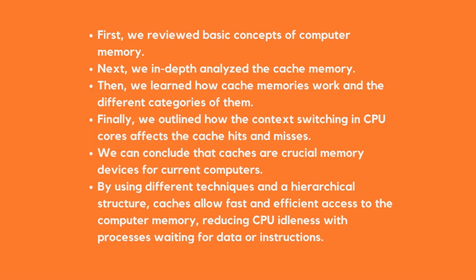In the following video, we studied cache memories. First, we reviewed basic concepts of computer memory. Next, we analyzed the cache memory in depth. Then we learned how cache memories work and the different categories of them. Finally, we outlined how context switching in CPU cores affects the cache hits and misses. We can conclude that caches are crucial memory devices for current computers. By using different techniques and a hierarchical structure, cache allows fast and efficient access to the computer memory.